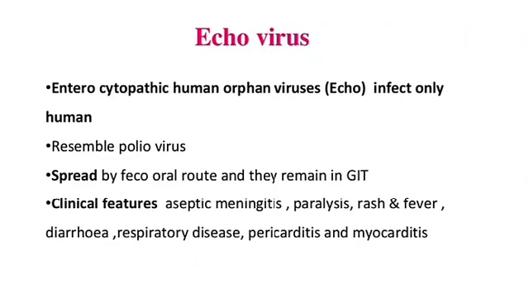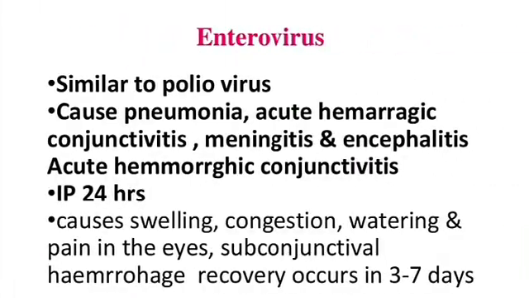Echovirus: enteric cytopathic human orphan virus. This infects only humans. They resemble poliovirus. They spread by the fecal oral route and remain in the GIT. Clinical features include aseptic meningitis, paralysis, rash and fever. They also cause diarrhea, respiratory disease, pericarditis and myocarditis.